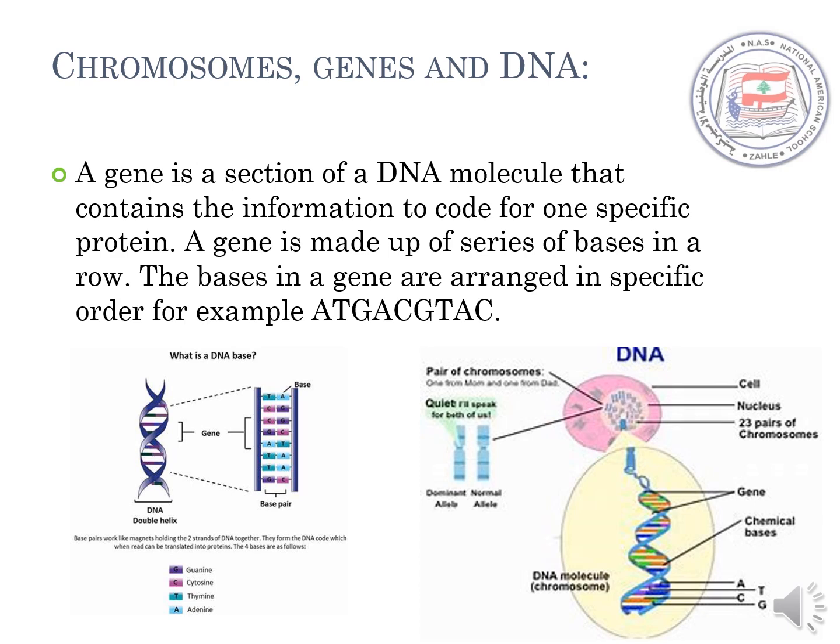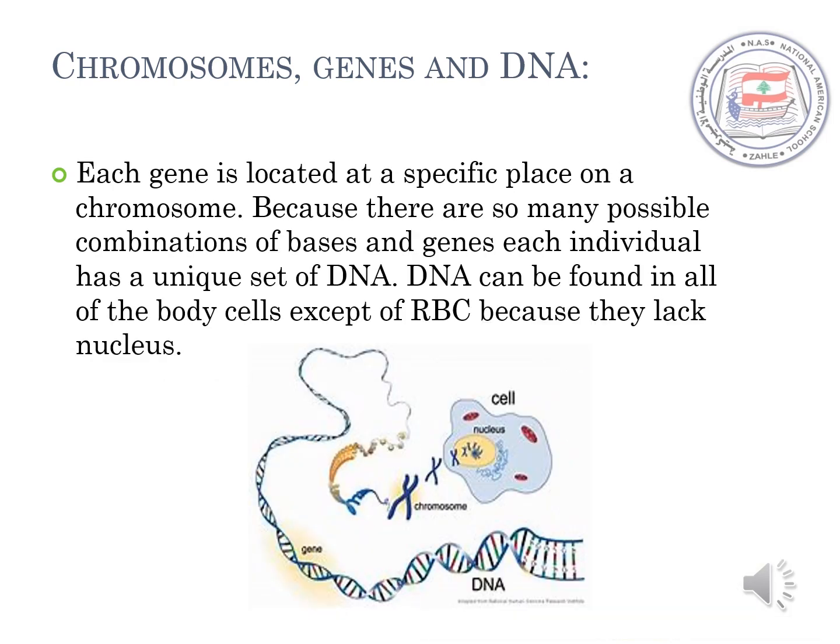A gene is a part of the DNA molecule, or a part of the double helix, that contains this series of nitrogen bases. Each gene is located at a specific place on the chromosome. Because there are so many possible combinations of bases in genes, each individual has a unique set of DNA. DNA can be found in all the body cells except red blood cells because they lack a nucleus.